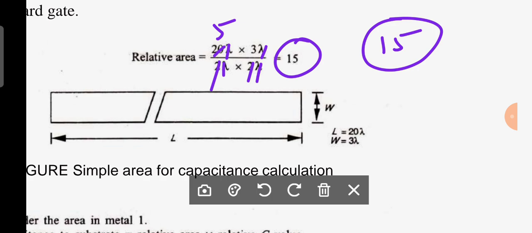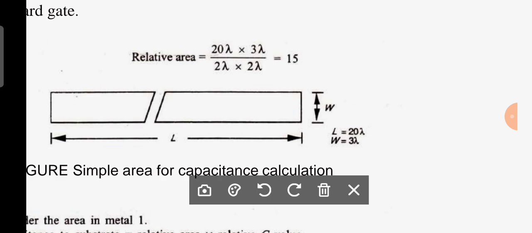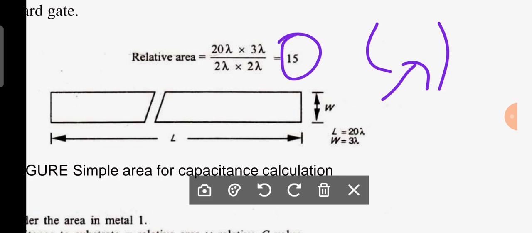Whether it may be metal or diffusion or polysilicon, what is the relative area? 15. Now very importantly, if you assume it is a metal, then you have to find out the relative C value of it, then you should multiply with 15. 15 won't be changed. Only if you assume it is a metal, then the relative C value will change. If it is a polysilicon, relative C value will change. If it is a diffusion, relative C value will change.